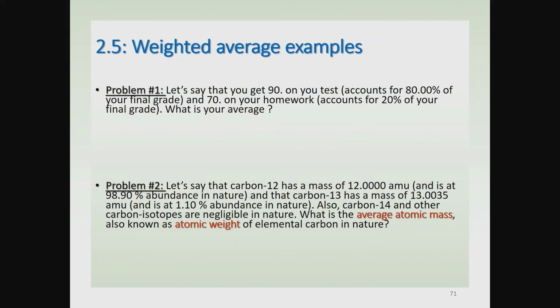It says, let's say that you have a 90 on your test. Now let's say your tests account for 80% of your total grade of the class. Now let's say you have 70 for your homework grade. And let's say that that accounts for 20% of your final grade in the class. What is going to be your average grade for the class? Well, what you want to do is you have to calculate a weighted average of the test grade and the homework grade. So let me show you how you would do this.